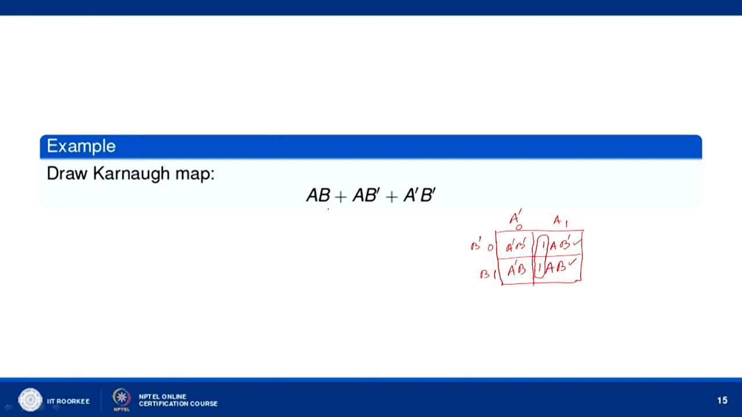So, A B dash is occurring here, A B is occurring here. So, their squares will be represented by 1, they will have value 1, and then we have A dash B dash. So, this is A dash B dash. This has value 1. Then A dash B dash and A B dash: this square which represents A dash B dash and this square which represents A B dash are also adjacent because they differ in one literal, that is A. So, we loop the 1s here.